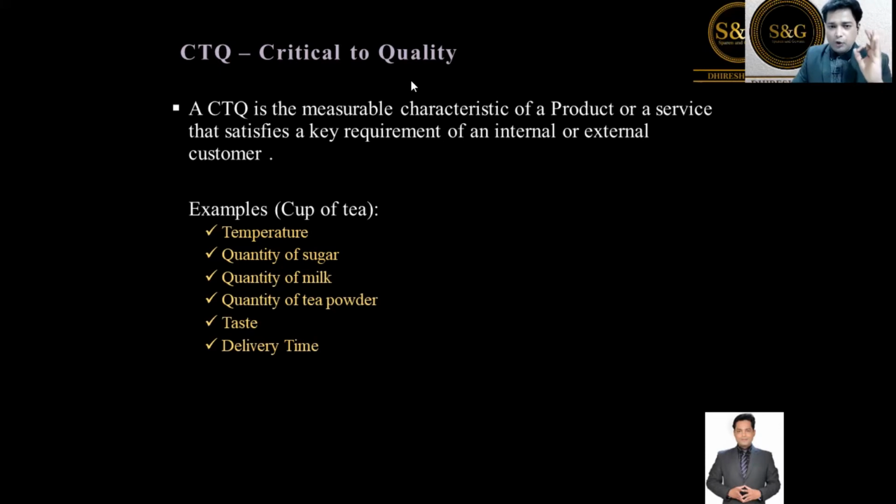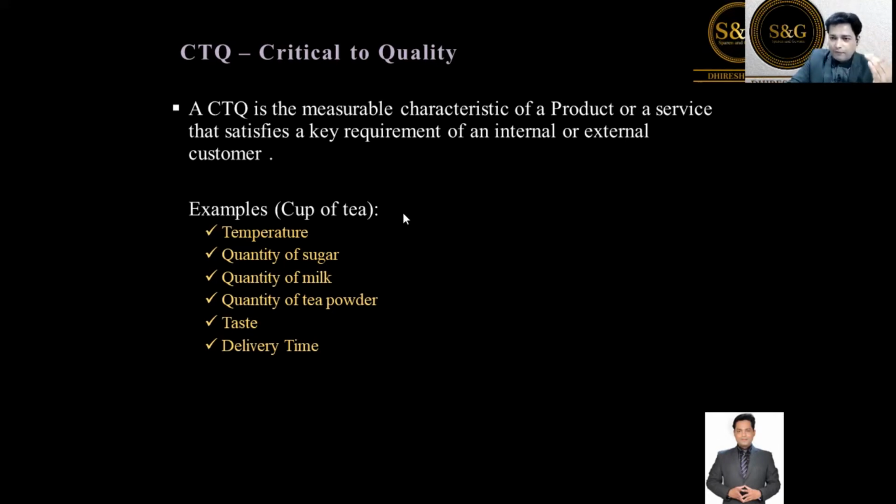Now, what is critical to quality? Critical to quality is a measurable characteristic of the product or a service that satisfies key requirement of the customer. It can be internal customer, it can be external customer. Okay. Now let me explain this.